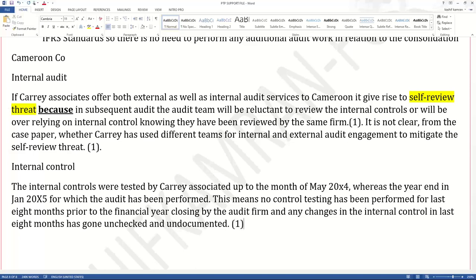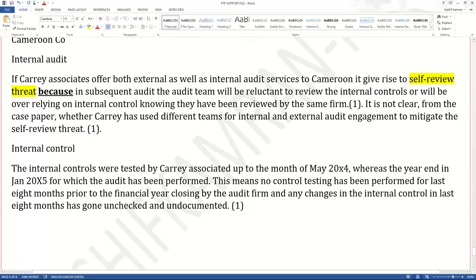So we tested controls up to May 20X4, not after that. In the last 8 months, no control testing has been performed. So any design change in the internal control, any weaknesses identified in the internal controls in the last 8 months have gone unchecked and undocumented. That's one problem. The second problem is the action you are recommending.